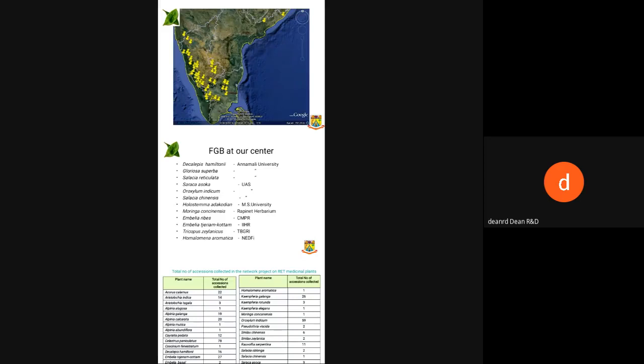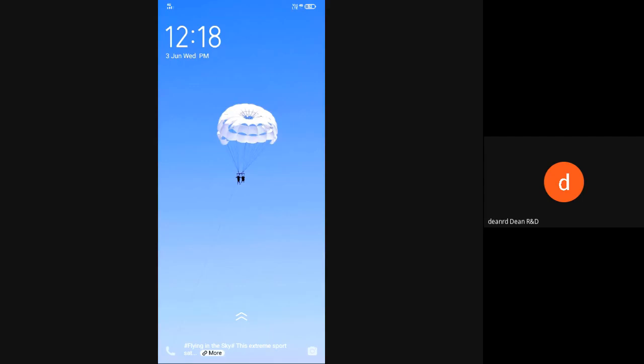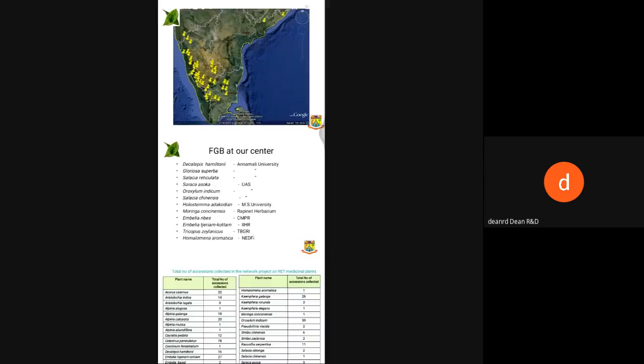With the support of Manonmaniam Sundaranar University, we have collected other species from the University of Agricultural Sciences in Karnataka, that is Saraca, Salacia, and other species. Moringa concanensis is from Tiruchirappalli, the Rapinat Herbarium of St. Joseph's College. Embelia ribes is from CMPR in Kerala. Embelia tsjeriam-cottam is from IIHR, Indian Institute of Horticultural Research. Trichopus zeylanicus is from TBGRI, Trivandrum.